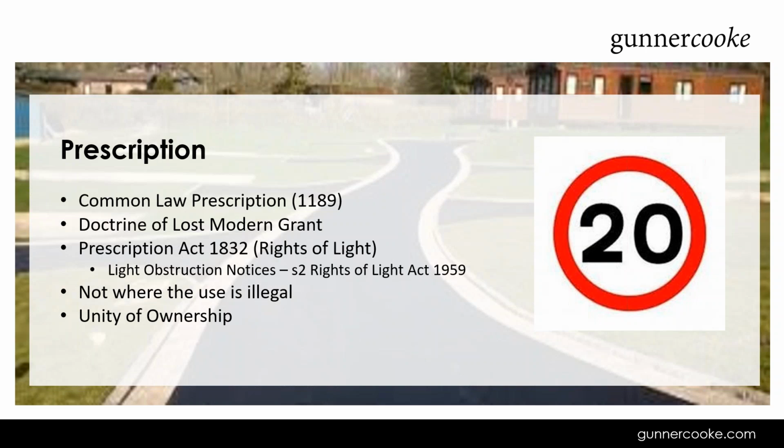The law then moved on, and it developed what's called the doctrine of lost modern grant. And this essentially creates the myth that at some point in time there was a deed of grant and that the parties have lost it. And essentially how this works in case law is that if you've got 20 years' use without any lawful explanation, then it must be assumed that there's an origin in a deed of grant that was made after 1189 and that deed has been lost.